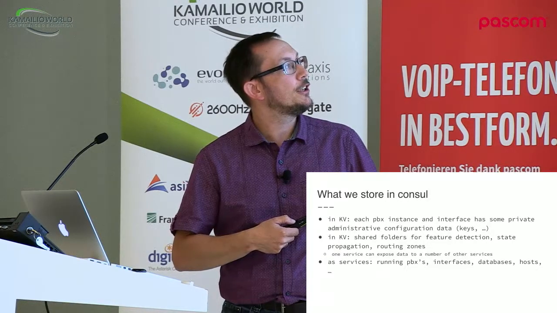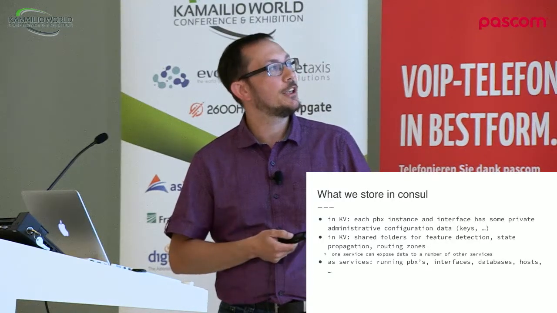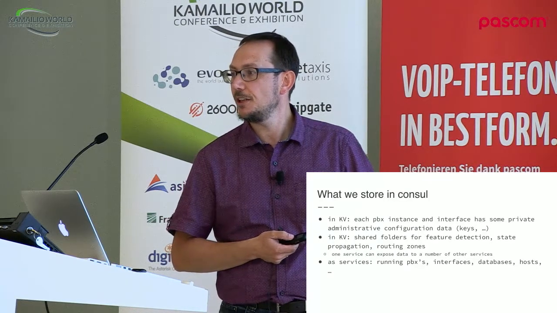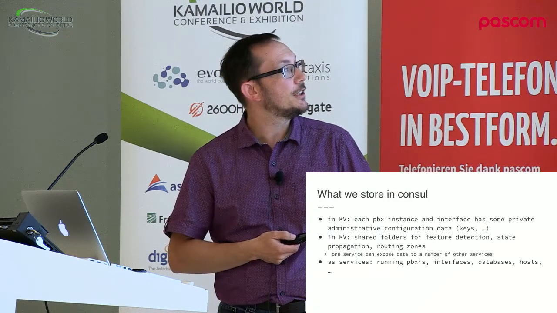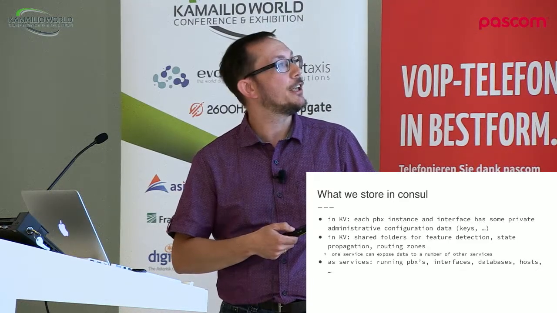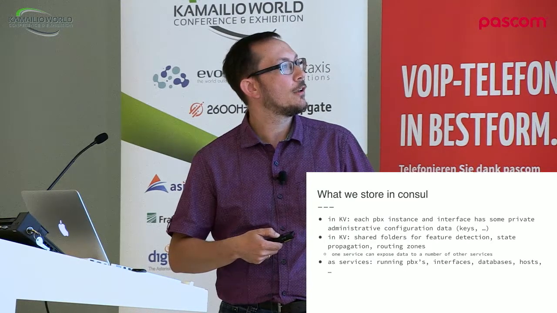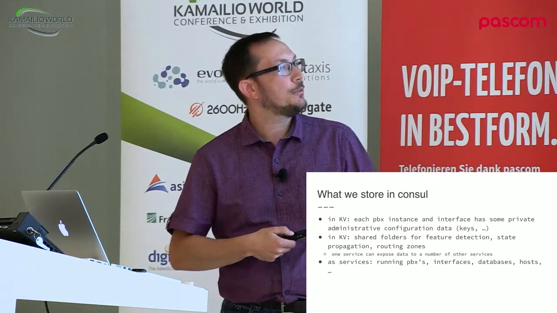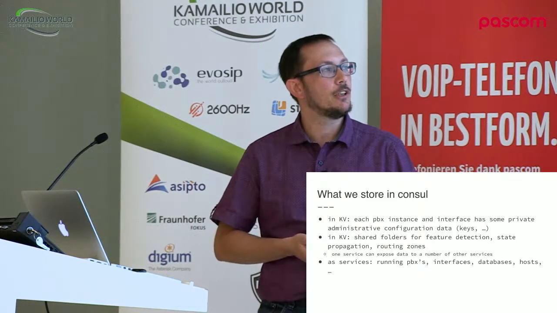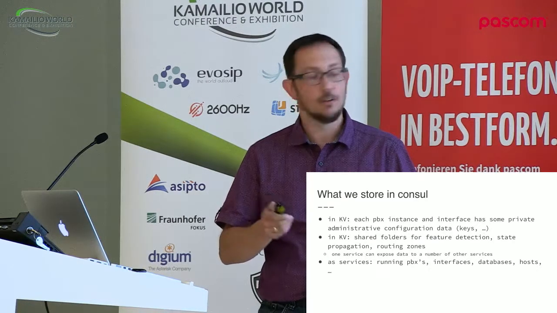Also in the key value tree, we store kind of shared folders so that we can share some amount of data between different instances if we need that, or between interfaces and instances. And we use this also for defining routing zones and to propagate state. Okay, and then of course we have services, like mentioned before. That's all the PBXs that are currently online, all the instances, all the interfaces, all the databases, all the hosts.